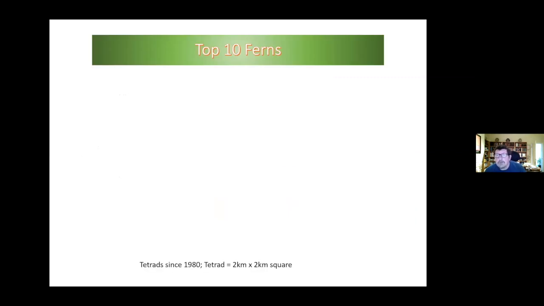Right, now we go on to the top 10 ferns. So, okay, pop pickers, it's time for our top 10 ferns. Coming in at number 1, the male fern, Dryopteris filix-mas. It's found in 549 tetrads.